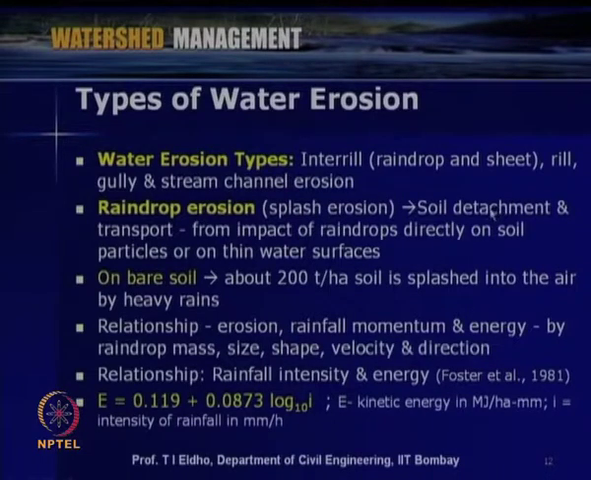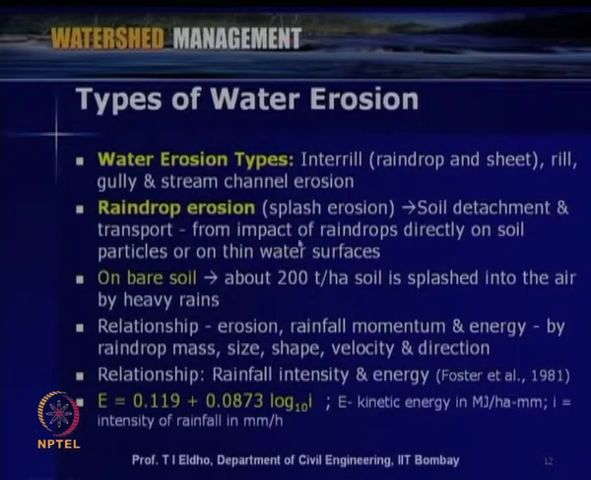So, here the soil detachment and transport from the impact of the raindrops directly on the soil particle or on thin water surfaces. So, when the rainfall takes place, depending upon the intensity of rainfall, there will be a direct impact on the soil surface. That can cause detachment of the soil particles, and say after some time of the rainfall, the runoff will be taking place.